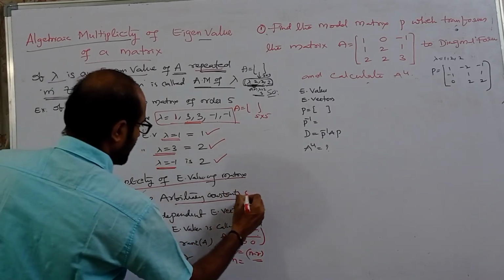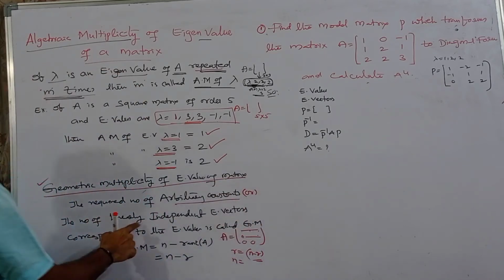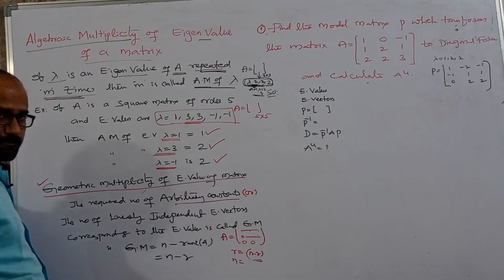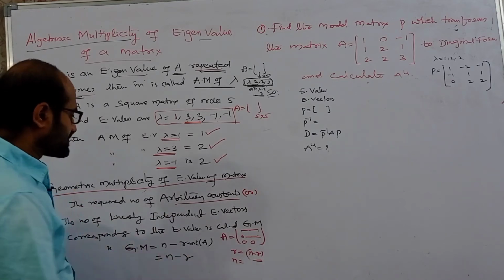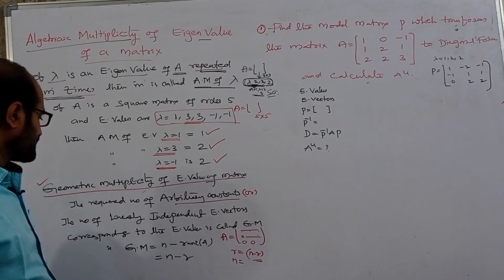Or the number of linearly independent eigenvectors. The number of linearly independent eigenvectors is nothing but n minus r. That is called the geometric multiplicity.